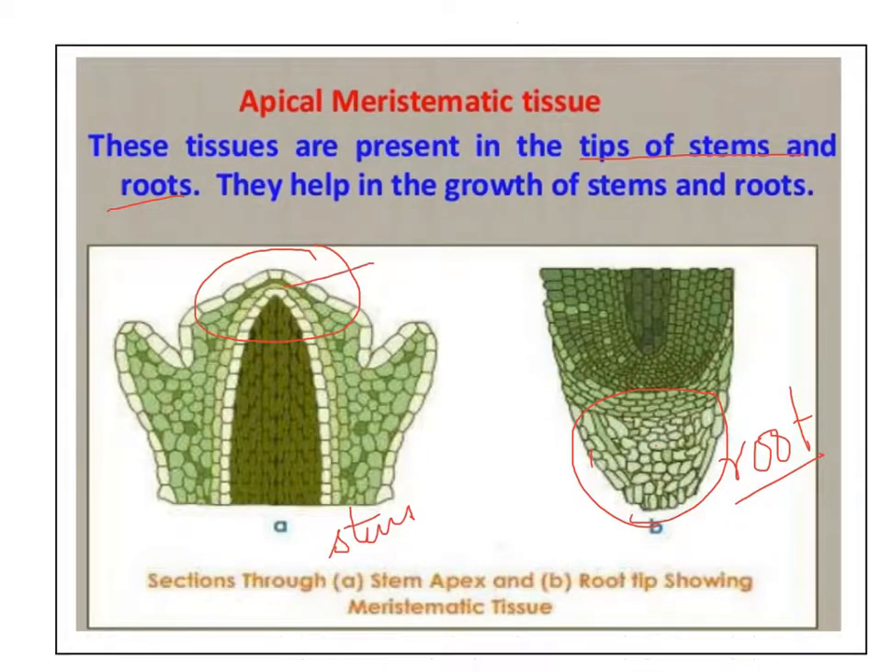And here also, the cells which are present are meristematic cells. So it is present in the stem as well as in the roots, and this is responsible for the growth of the stem and root. So जो आपका apical meristematic tissue है, उसका function क्या होता है? That it helps in the growth of stem and the roots. So what is the function, dear students, for the apical meristematic tissue? It helps in the growth of stem and the roots.